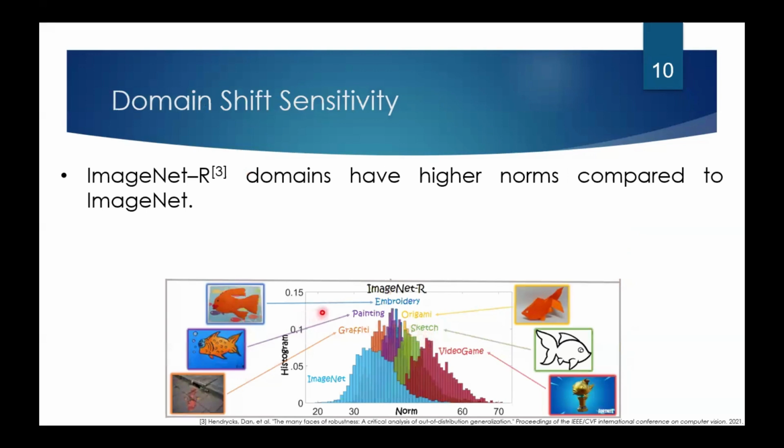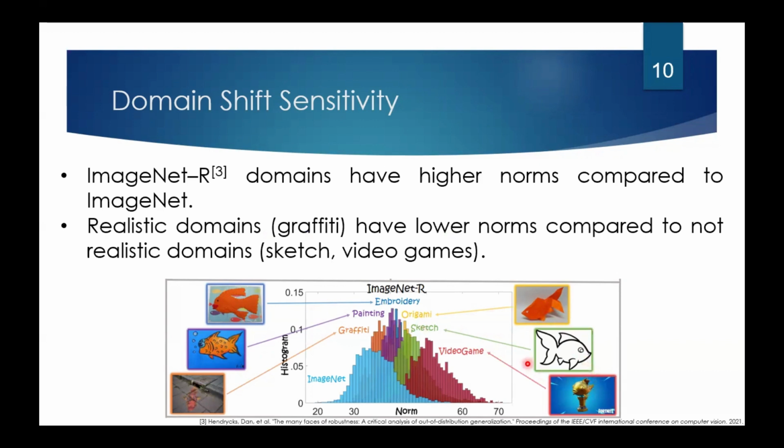Here we performed an experiment with ImageNet-R, where we have similar images in different styles and different domains. Domains similar to real images, like graffiti, are pretty similarly distributed, but non-realistic domains like sketch or video games are very out of distribution, which means higher norms and lower likelihood scores.